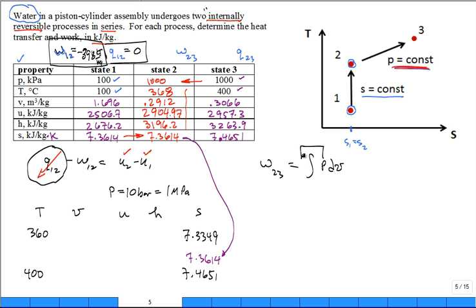Why do we like that? Pressure comes out because it's a constant pressure process. So all it is is my 1,000 kilopascals times the change in specific volume, v3 minus v2, and you have to chase your units, meters cubed per kilogram.